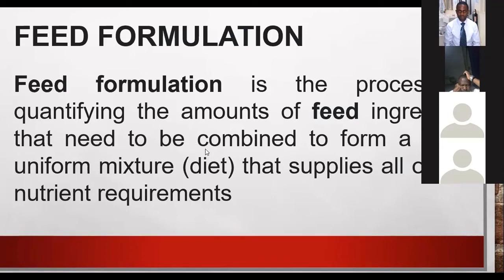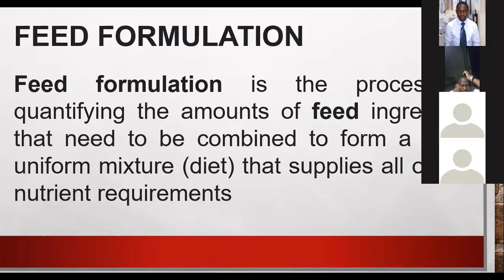Before we start, I would like to define some terms. What is feed formulation? Feed formulation is the process of quantifying the amount of feed ingredients that needs to be combined to form a single uniform mix that supplies all of their nutrient requirements.